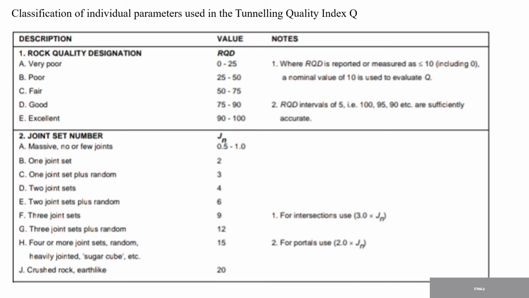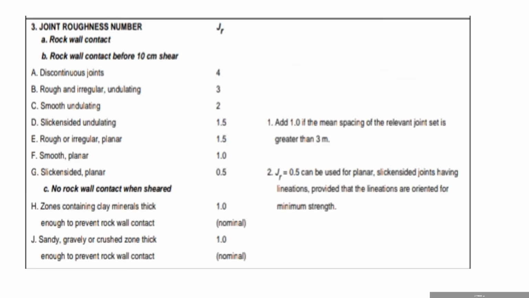Joint set number Jn. If the joint set number is 0.5 to 1, then it is massive or has few joints. Joint roughness number Jr. Add 1 if the mean spacing of the relevant joint set is greater than 3 meters. Jr equal to 0.5 can be used for planar slickensided joints having lineation. These are the joint roughness numbers given according to their joints.